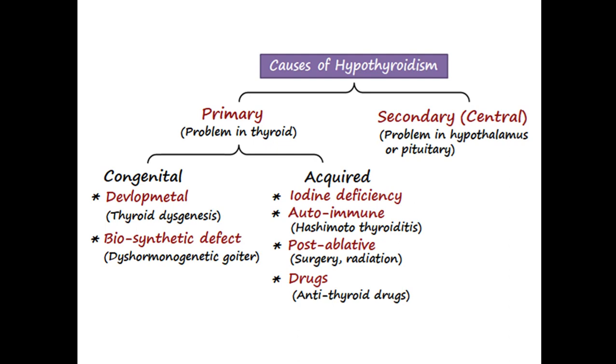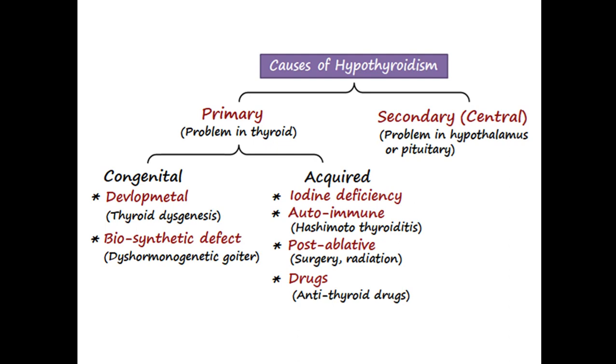Some drugs can also cause hypothyroidism by decreasing the production and secretion of the thyroid hormones, particularly when we use anti-thyroid drugs like thioamides in hyperthyroidism to decrease the formation of the thyroid hormones and to relieve the symptoms of hyperthyroidism. But sometimes these drugs have the potential to make the thyroid gland underactive.